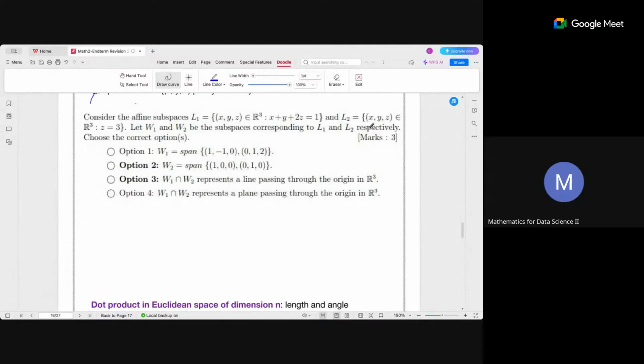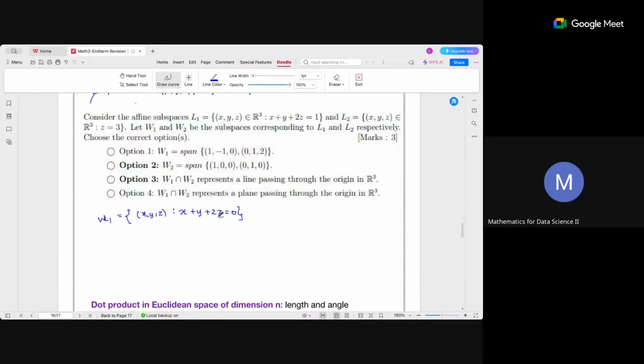Now can you tell me what is W1 and W2 for this L1 and L2? So what is W1 for this L1? x plus y plus 2z equal to 0. Exactly. Okay, so this is your W1.